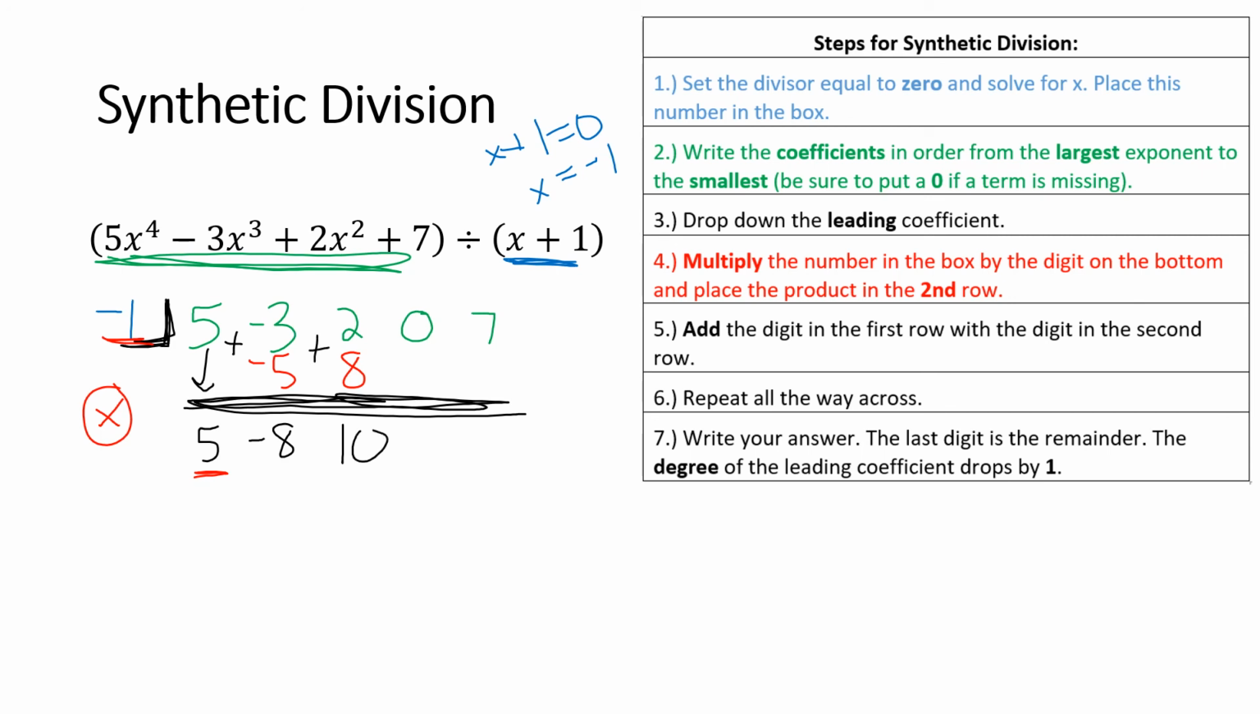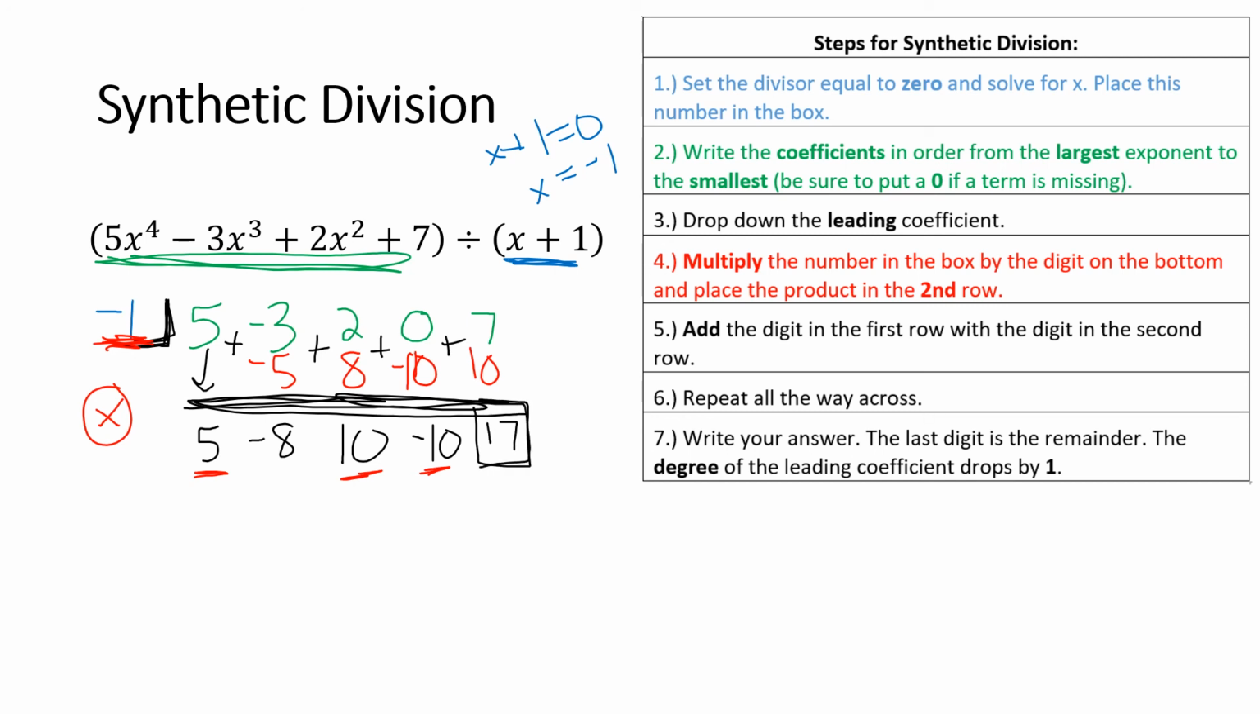And repeat. Negative 1 times 10 is negative 10. And we're going to add straight down. 1 plus negative 10 is negative 9. And repeat one last time. Negative 1 times negative 9 is positive 9, and add 0 plus 9 is 9. We got to the end, that is our remainder.